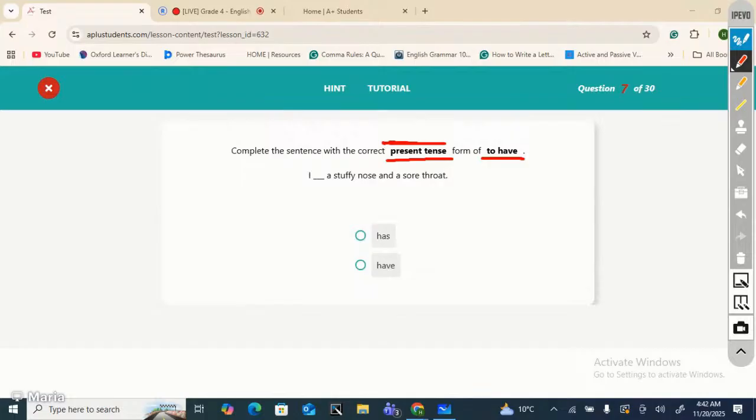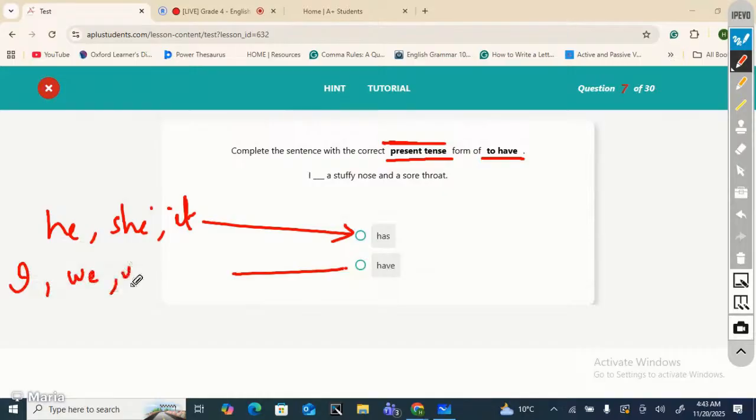Ruwan, I guess you joined us late, but let me tell you something. Has is used with he, she, and it, and have is used with I, we, you, they. Now check. The subject is I. So which one is correct? Have. I have a stuffy nose and a sore throat.